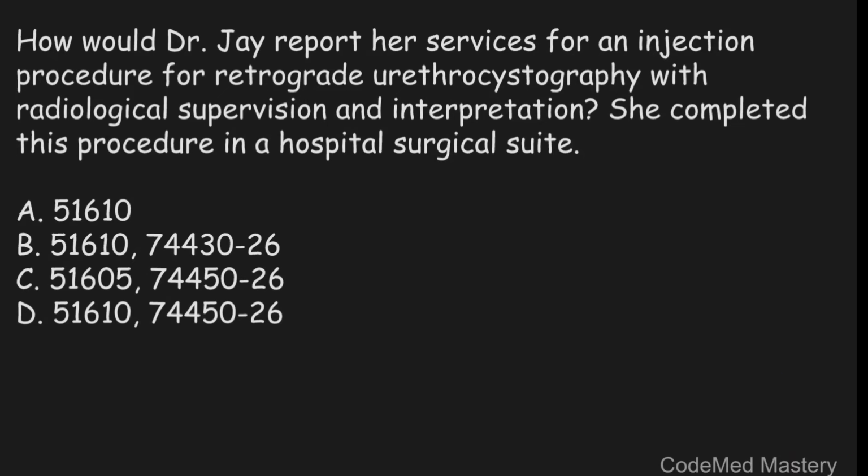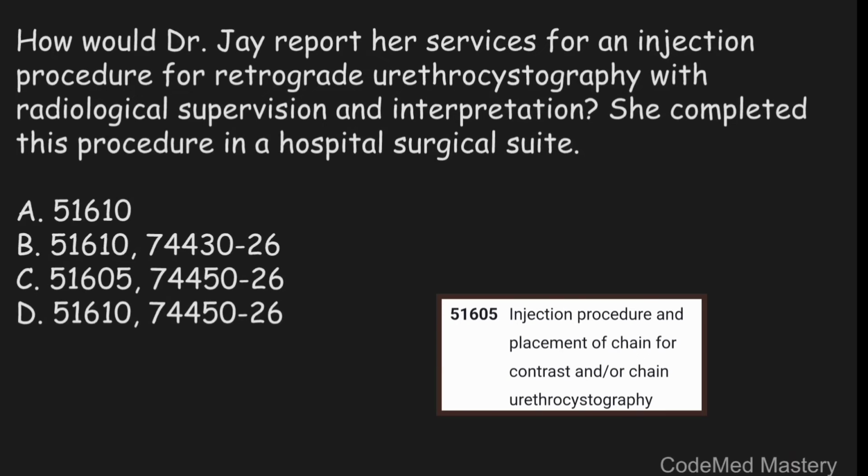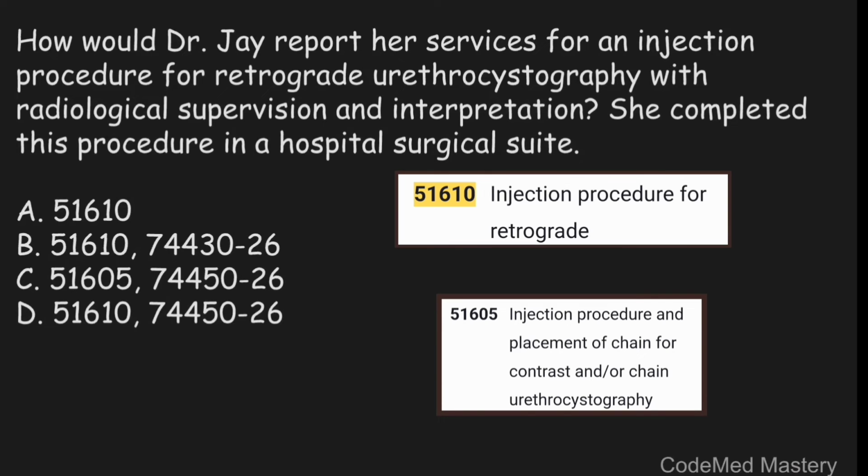The code 51605 is for injection procedure and placement of chain for contrast or chain urethrocystography, and the code 51610 is for injection procedure for retrograde urethrocystography. Now, let us read the question and highlight the main terms. How would Dr. J report her services for an injection procedure for retrograde urethrocystography with radiological supervision and interpretation? She completed this procedure in a hospital surgical suite.